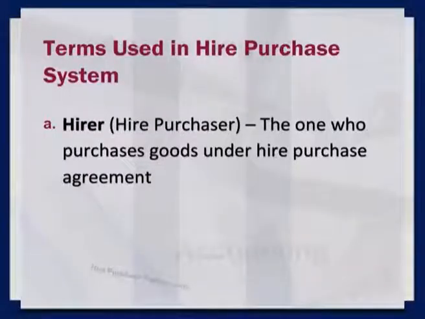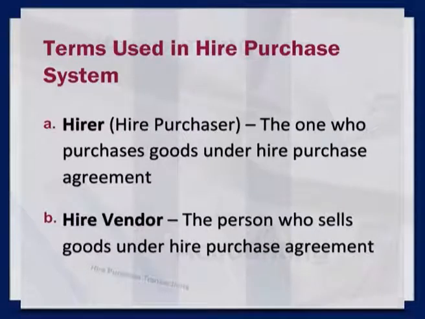Well, after knowing the history of hire purchase system, let us talk about terms used in hire purchase system. There are many terms that are used in hire purchase transactions and accounting, but only a few are explained here. First is hirer. Hirer is also known as hire purchaser, the one who purchases goods under a hire purchase agreement. Next is hire vendor, the person who sells goods under the hire purchase agreement.